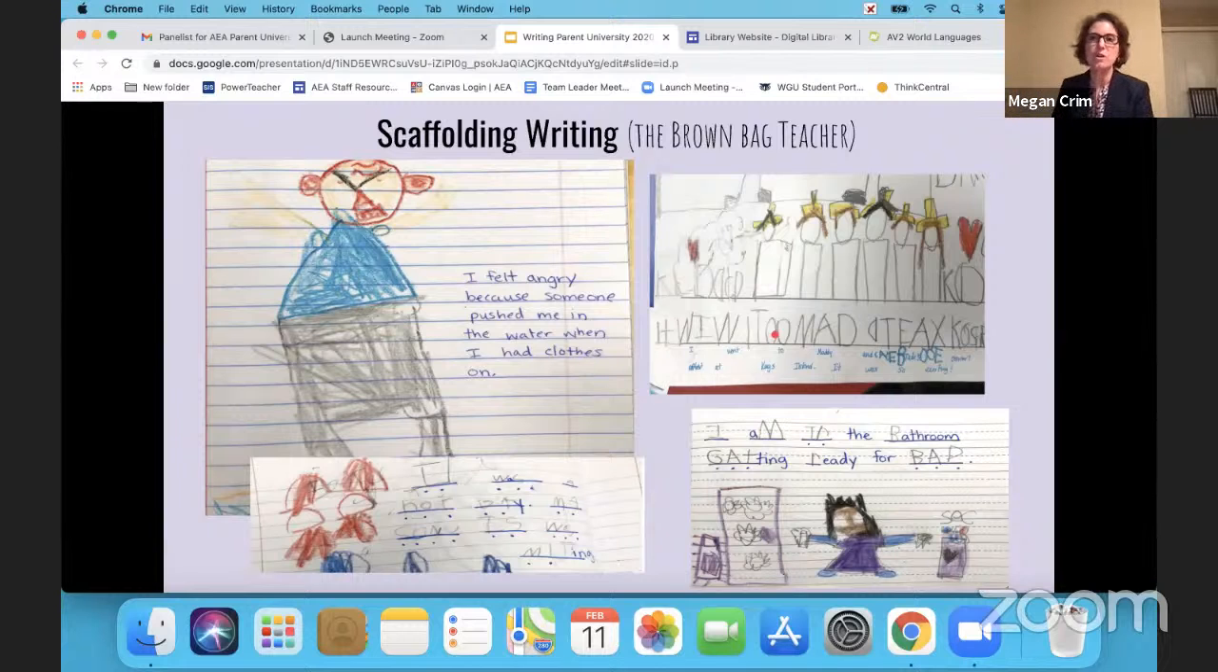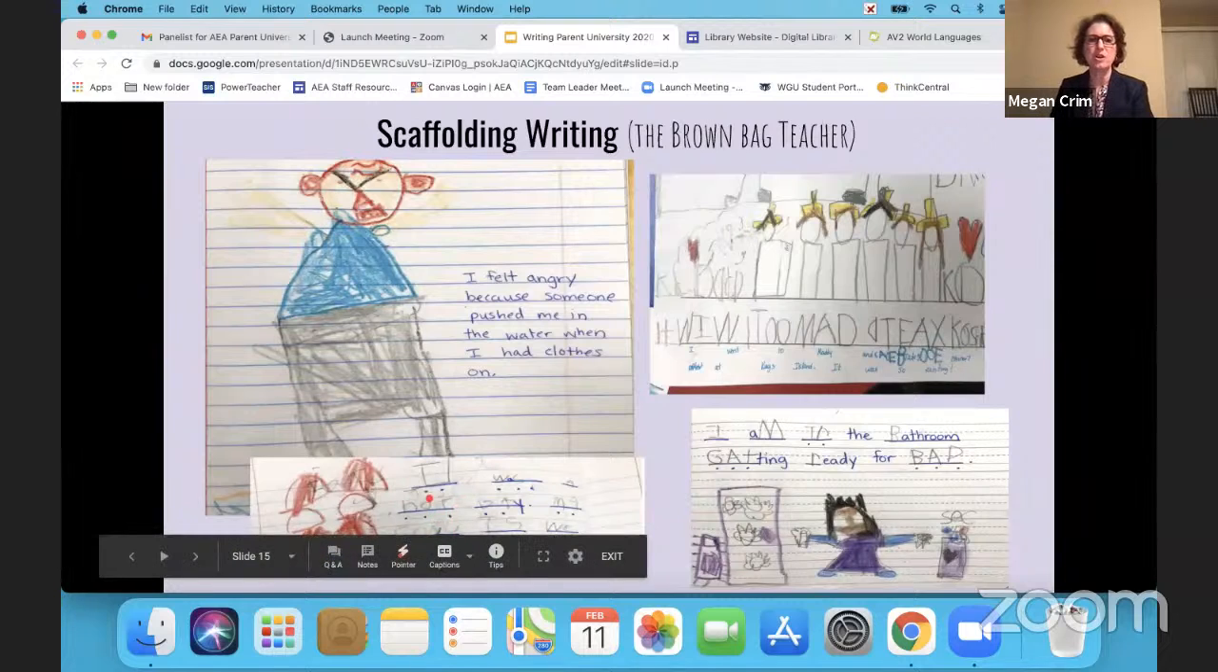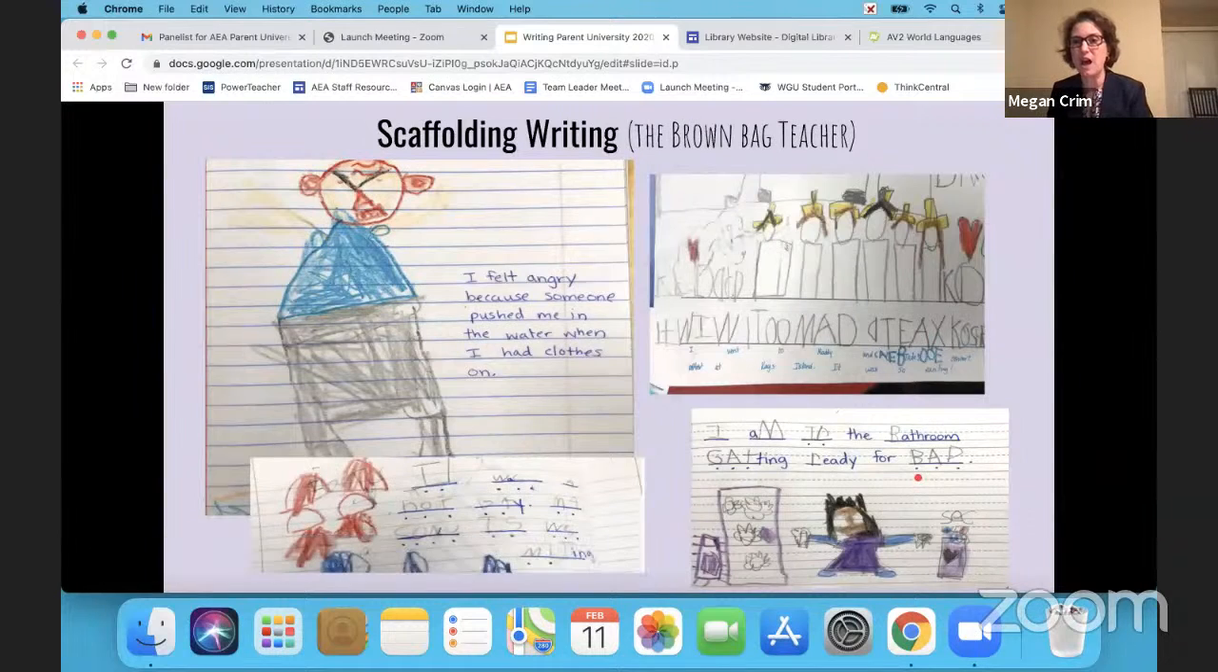Capital letters are first, lowercase letters come next. And then you can start seeing more words, and then definitely more words here. I am in the bathroom getting ready for bed, and super cute. So you can see these 3 dots. That's a technique you can use to scaffold.